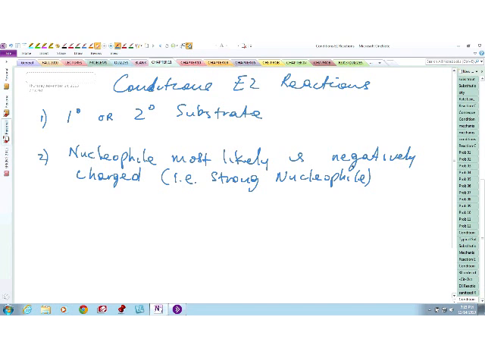Very often, when you have a problem that we want you to solve, we will tell you whether this is an E2 reaction or an SN2 reaction. That way you will not be confusing SN2 with E2. Okay?